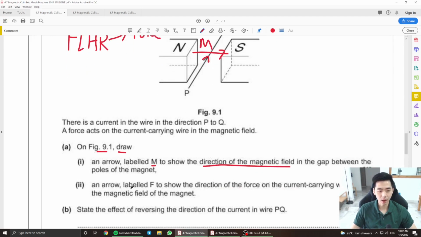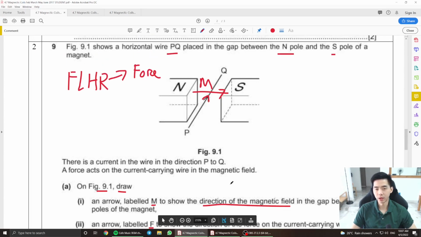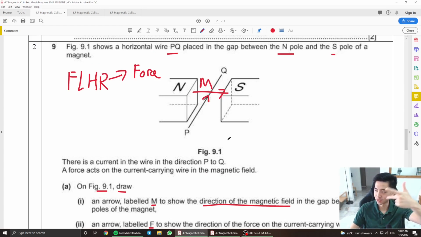Then after that, an arrow labeled F to show the direction of the force on the current carrying wire due to the magnetic field. Now guys, you're supposed to use the Fleming's left-hand rule here, and for those who are watching online, you may see that this is my right hand on the camera. It is because Zoom's camera actually inverts it, guys. Always remember that you're supposed to use the Fleming's left-hand rule, and first and foremost, you clench your hand into a fist.